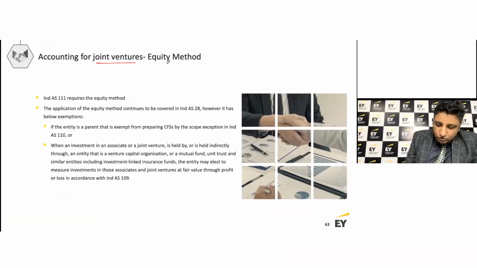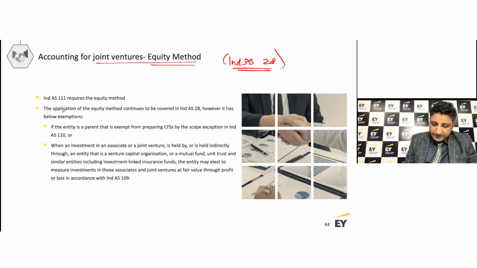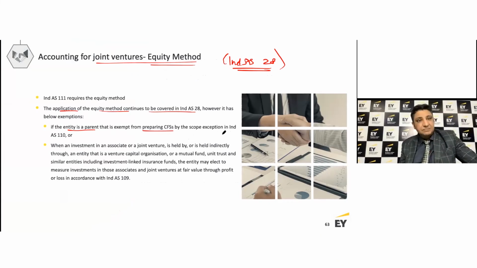As far as joint ventures are concerned, it's the equity method. Ind AS 28 governs the accounting. So that's where the application would be covered through that particular standard, with some exceptions. For example, if the entity is a parent and is not required to prepare consolidated financial statements, what we have discussed as exceptions to consolidation. When should you not consolidate? You covered that specific aspect there.